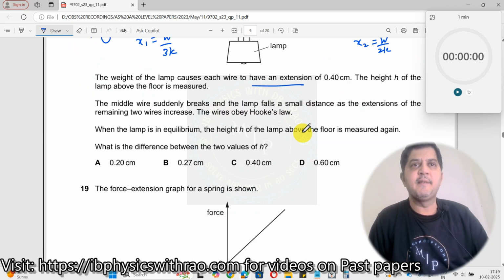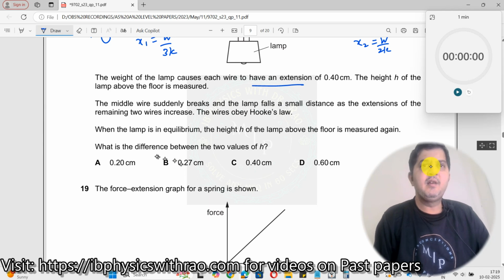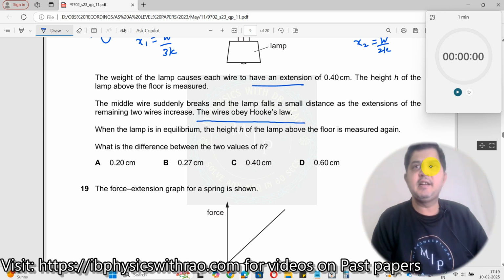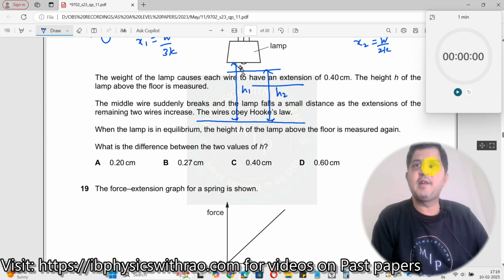Now let us read the question. The wires obey Hooke's law. When the lamp is in equilibrium, the height h of the lamp above the floor is measured again. What is the difference between the two values of h? Let us say this is the ground, and we measure this height. Let us say this is h1. When you put two wires, the lamp is now seen to be hanging over here. This is your h2. Now he is asking you what is h1 minus h2.